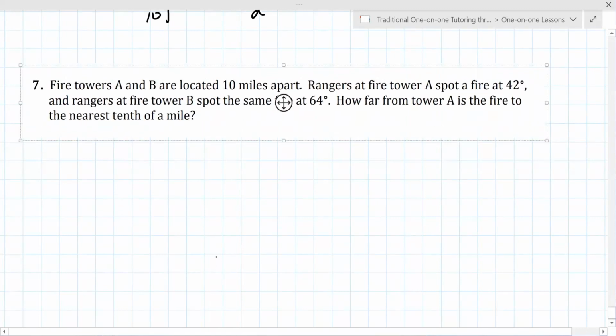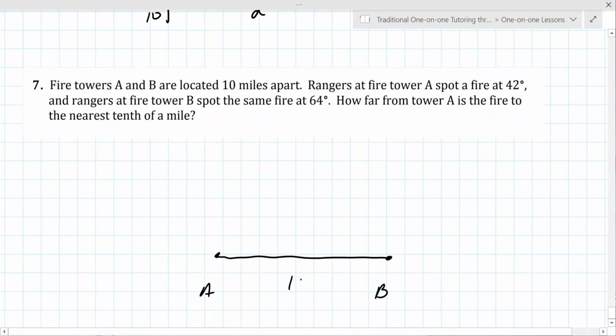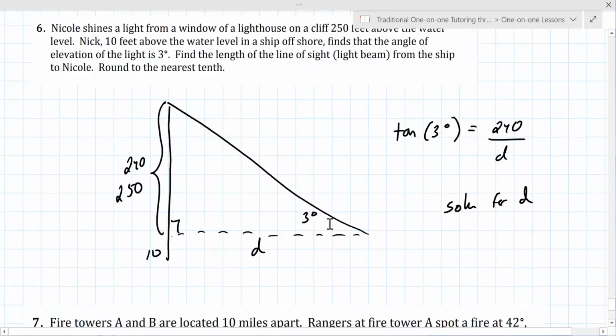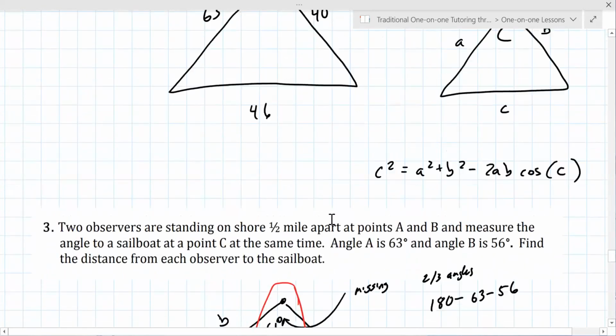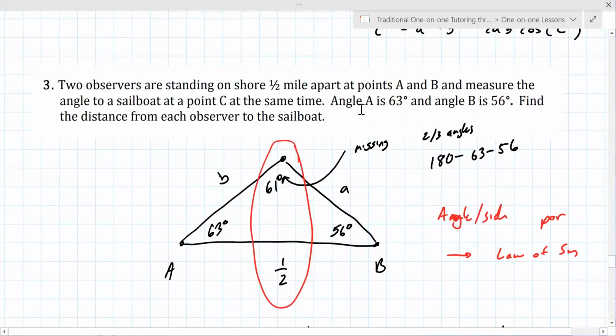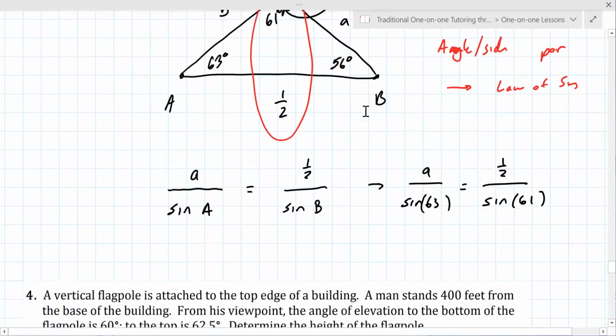So fire towers are 10 miles apart. And they have another thing that they spot that's 42 degrees and that's 64 degrees. This one's almost exactly like one of the earlier ones that we did. It's a law of sines where you find the third angle. It's like this problem up here, the ones where they're standing a certain amount apart, like number 3.